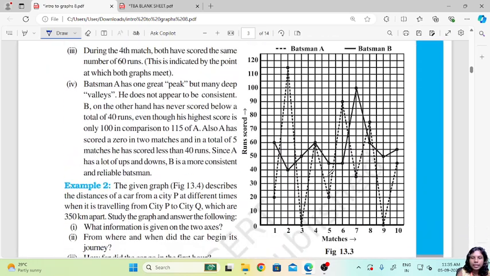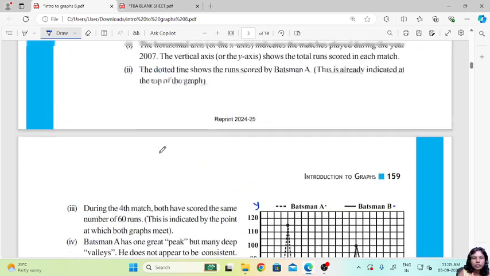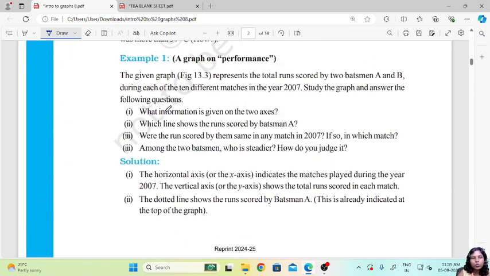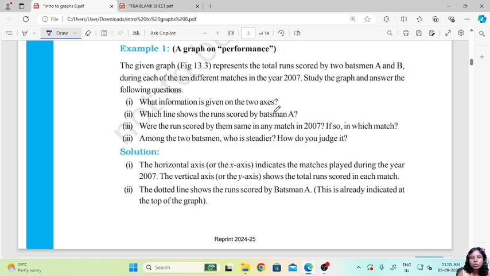So these are the graphs. Now in this graph we have two data that are given simultaneously. One data is of this batsman A and one is of this batsman B. Okay, so now you have to answer the questions that are given looking at this graph. So on the y-axis we have the runs scored, and on the x-axis we have the number of matches. So now first question is, what information is given on the two axes?